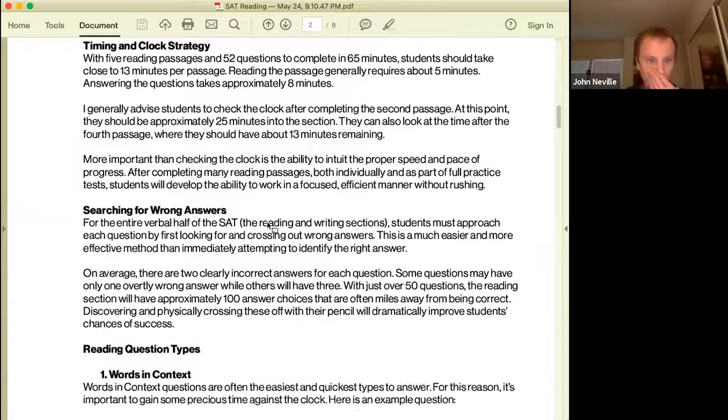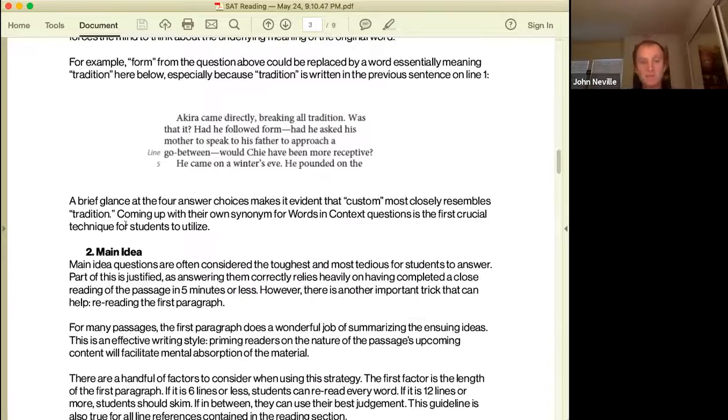Okay. The next question type is the main idea question type. These are often considered the toughest, the most tedious, the trickiest. Main idea questions are great to come back to. It's really great to come back to a reading. Obviously do your best, but don't spend much more than a minute or so doing it, if that.